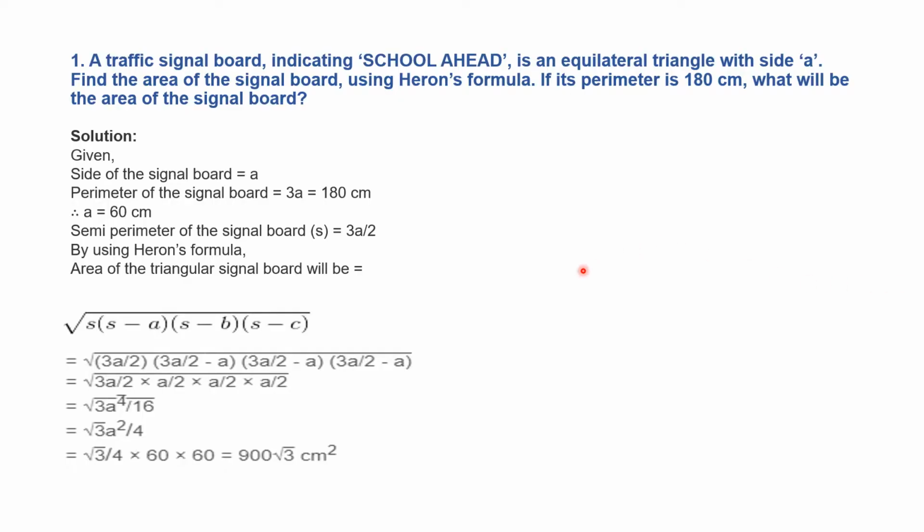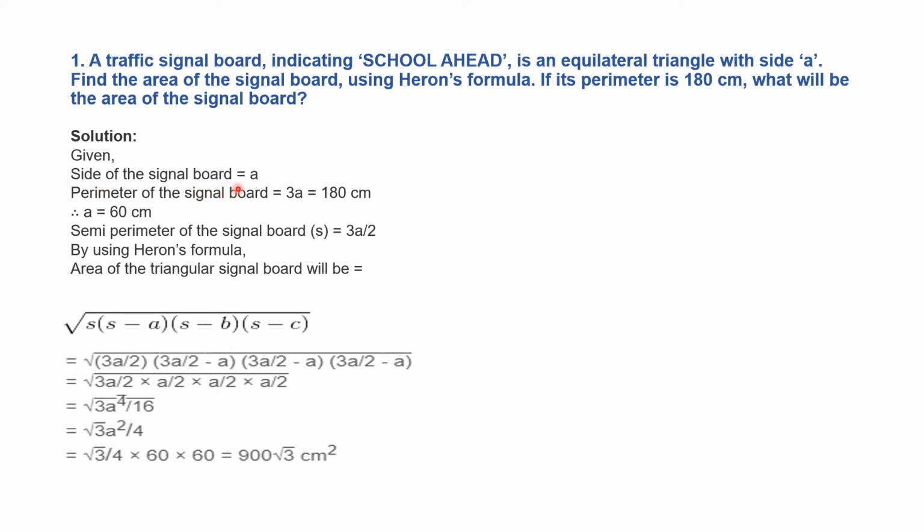The first question of our exercise is: a traffic signal board which indicates school ahead is an equilateral triangle with side a. We have to find the area of the signal board using Heron's formula, and we also have to find the area if the perimeter is 180. Now see the solution here.